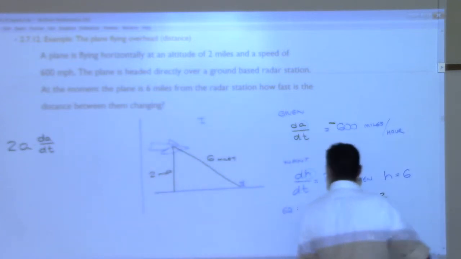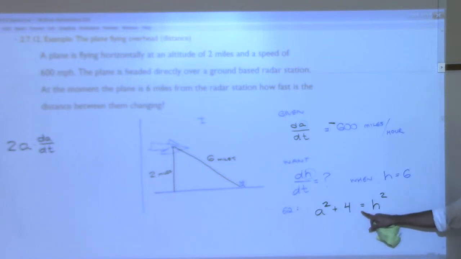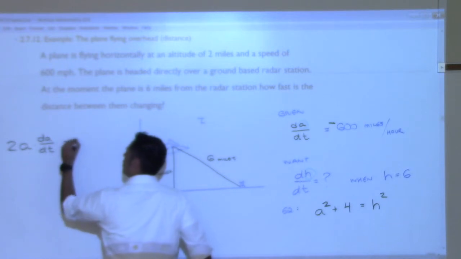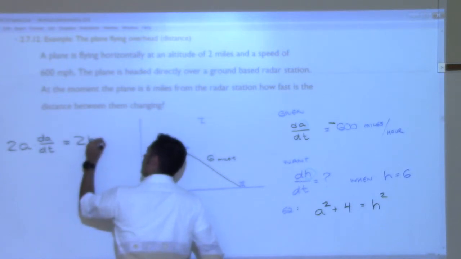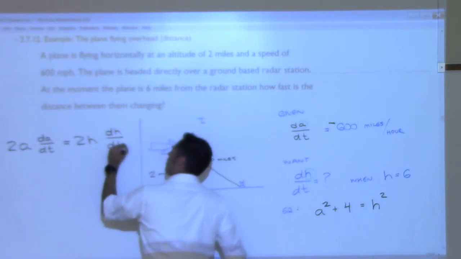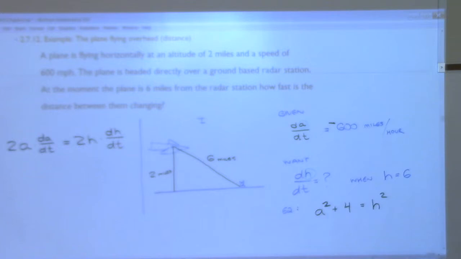We just did the derivative of a squared, right? Plus 0, right? So it won't be there. Equals. So we need the equals here. 2h. Yep, times dH over dt. That's it. There it is. There's an equation that relates it all together.